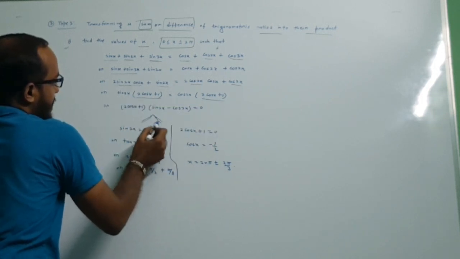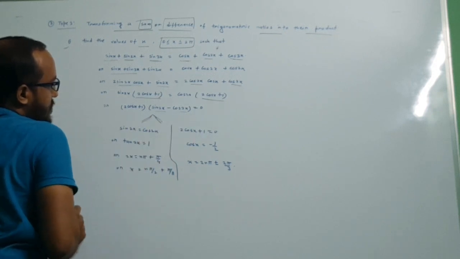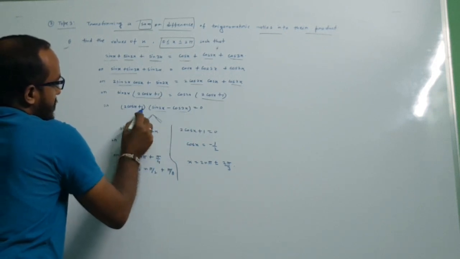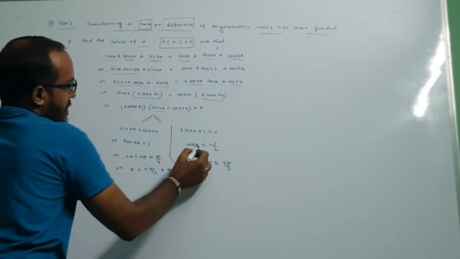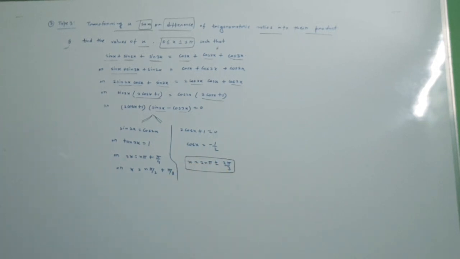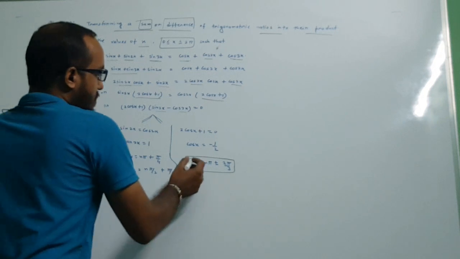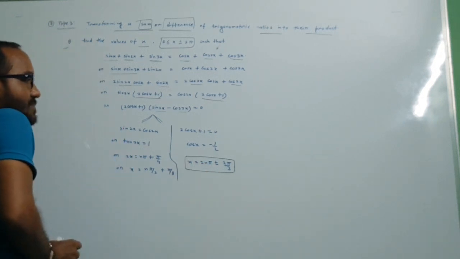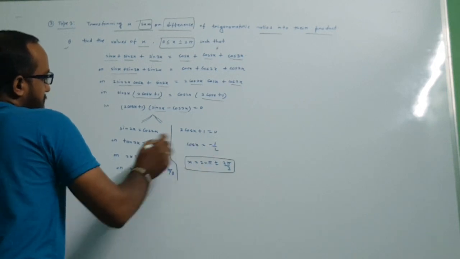From this you can see either sin x minus cos x equals 0, that means sin x equals cos x, or 2 cos x plus 1 equals 0. So cos x equals minus half. We already know if cos x equals minus half, then cos x equals cos alpha, where alpha is 2 pi by 3. So x equals 2n pi plus minus alpha, with alpha being 2 pi by 3. Cos 2 pi by 3 is minus half.